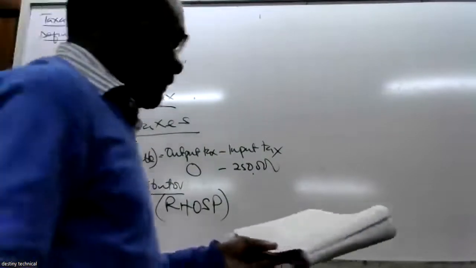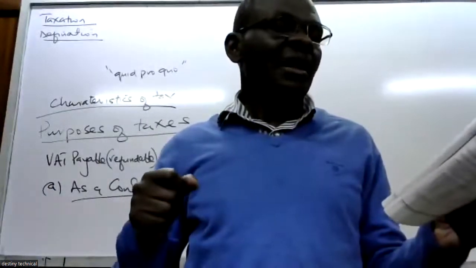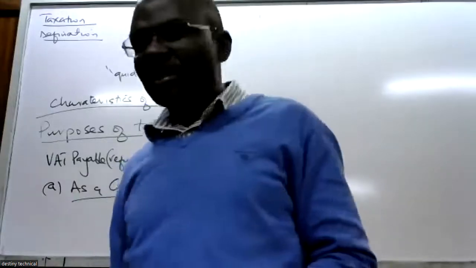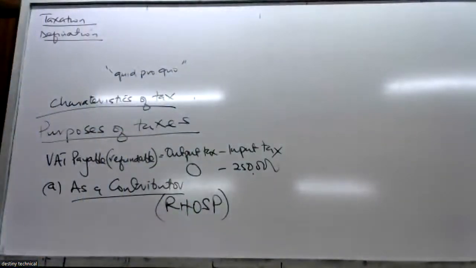Then you put number 7 to be discussed tomorrow. Number 7, taxes are used to maintain economic stability in the country. So we'll discuss from that point. Any question? All right, so we stop there. We can pick from there tomorrow.